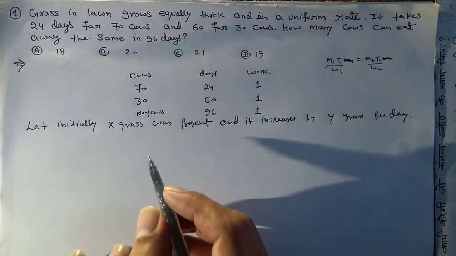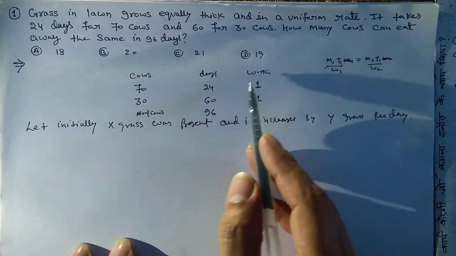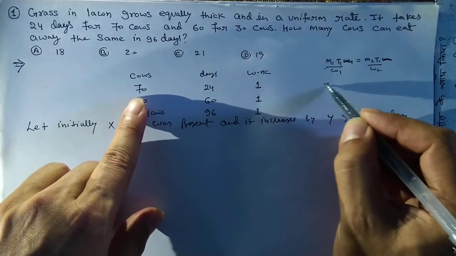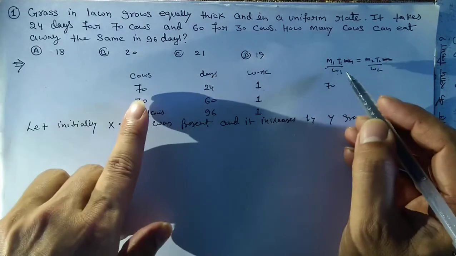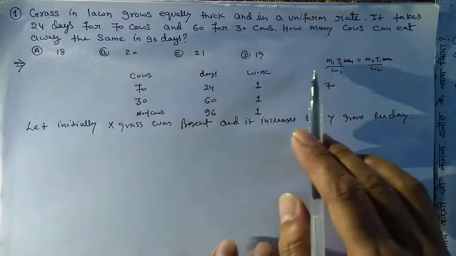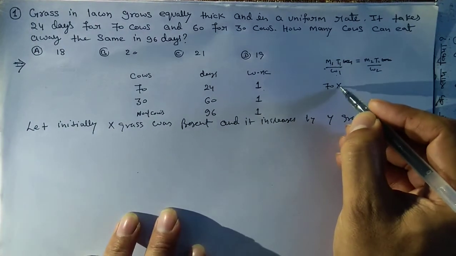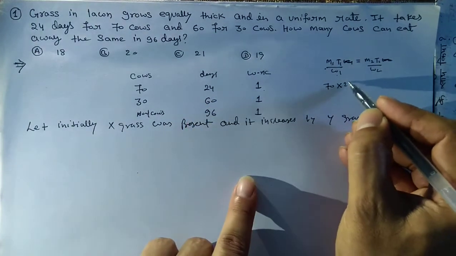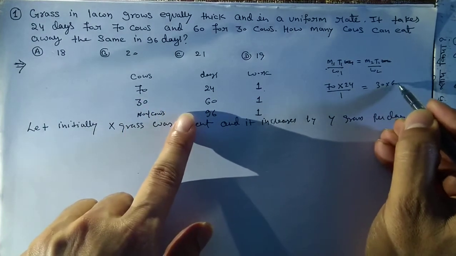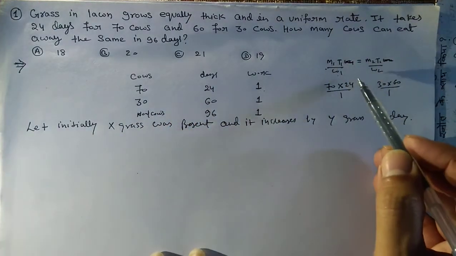In this condition, you know that M1 T1 upon W1 means 1. In place of M1 I am writing cow, and in place of T I am writing D. So here you will write C1 D1 upon W1. So 70 into 24 upon 1 is not equal to 30 into 60 upon 1. So by this method it cannot be solved, but the logic we will use.